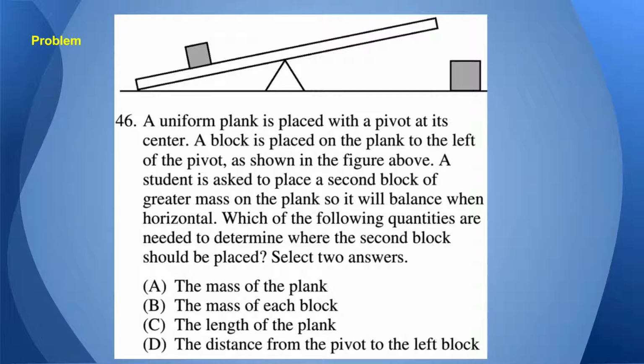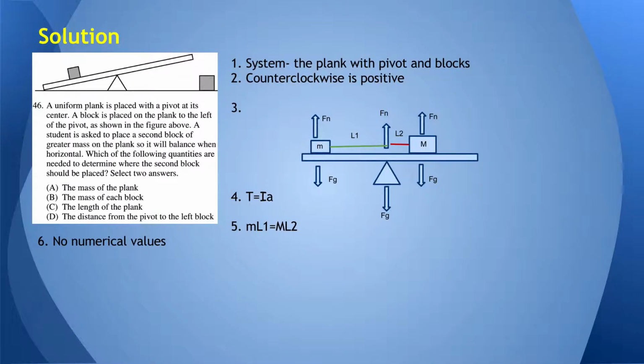Select two answers. First, we have A, the mass of the plank, B, the mass of each block, C, the length of the plank, and D, the distance from the pivot to the left block. Let's get on to the solution. There's another picture of the problem, but now I'm going to go over the toolkit. Number 1, we have to define the system, and the system is the plank with the pivot and the 2 blocks, one of lesser mass, the other with greater mass.